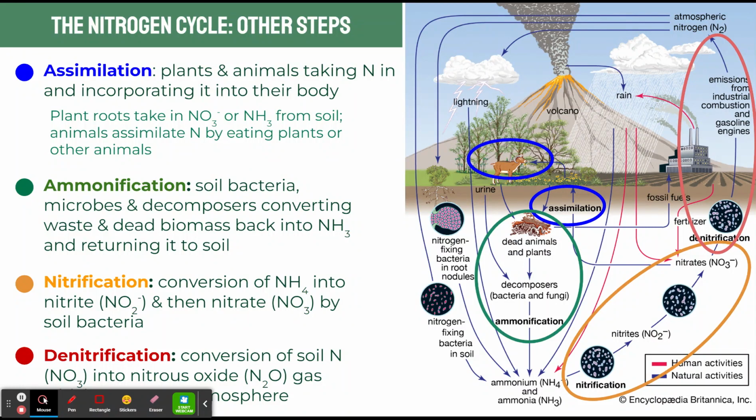Then this form is now used by plants. So this is going to be assimilation, where the plants can take in the nitrogen and incorporate it into their body. Ammonification is the soil bacteria, microbes, decomposers, converting waste and dead biomass back into NH3 and returning it to the soil. Nitrification is the conversion of NH4 into nitrites and then nitrates by soil bacteria.